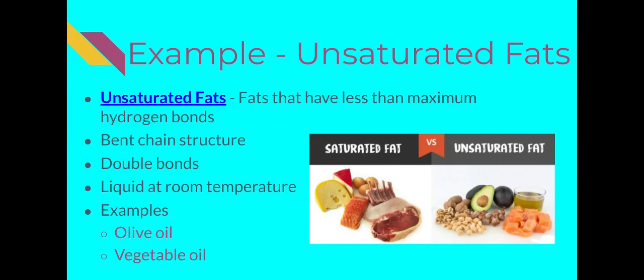Unsaturated fats are fats that have less than maximum hydrogen bonds. They have a bent chain structure. They have double bonds, which cause bends, and they're liquid at room temperature. So your saturated fats have a straight chain structure, so they stack on top of each other really nicely, and that's why they're solid at room temperature. Now, unsaturated fats are going to have bends in those bonds, so they're not going to stack nice and neat on top of each other, and they're going to have a more fluid or liquid structure. Examples include olive oil and vegetable oil.